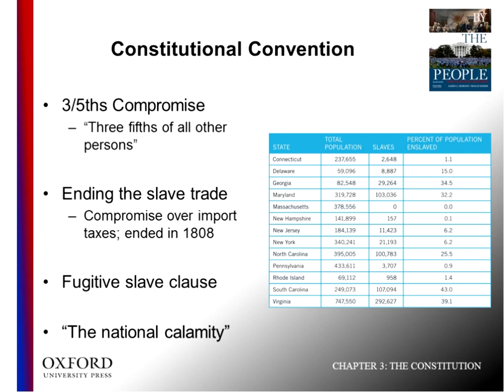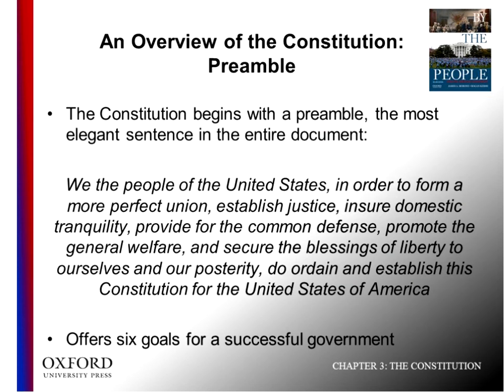George Mason called this a national calamity, and he ended up being right. 72 years later, Abraham Lincoln would echo Mason as he reflected on the carnage of the Civil War. In his second inaugural address, he said, God gives to both North and South this terrible war as the woe due to those by whom the offense of slavery came. And so this was a stain, the stain of slavery, as we call it, that wasn't solved until the end of the Civil War. Now let's look at an overview of the Constitution.